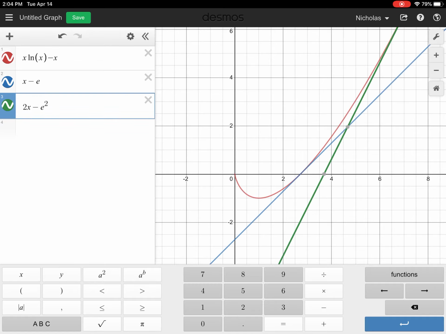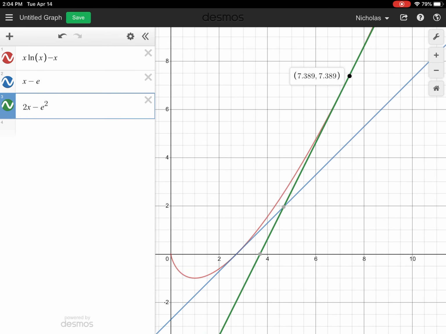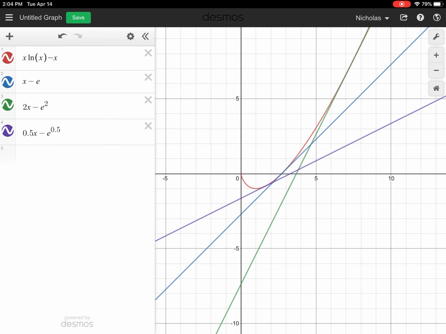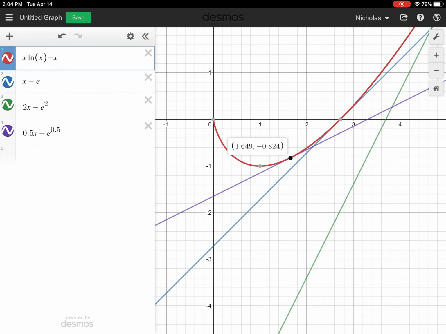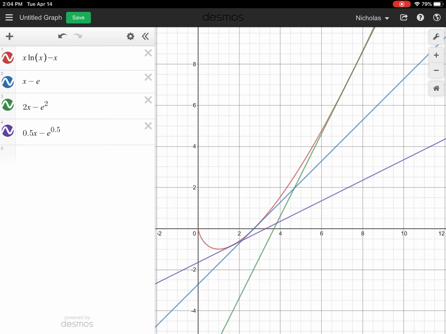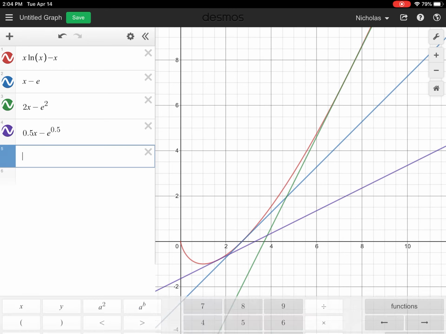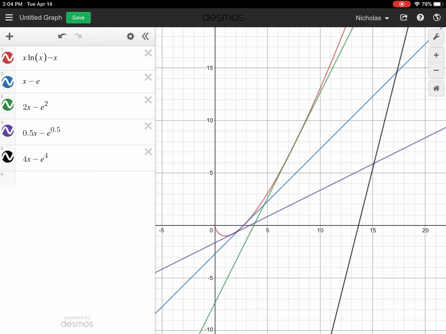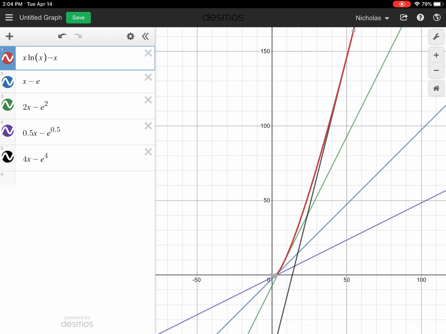That's pretty cool because notice they're tangent to each other at exactly e. If I plug in 2 for c, I get 2x minus e squared. Look at that. They're tangent at exactly e squared. Let's say I let c be 0.5: 0.5x minus e to the 0.5, and look at that. They are tangent to the curve at exactly the square root of e, or e to the 0.5.